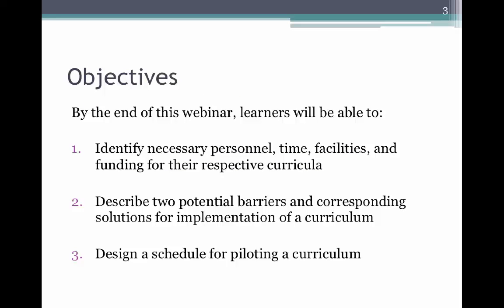The objectives of this session are as follows. By the end of this webinar, the learner will be able to: 1. Identify necessary personnel, time, facilities, and funding for their respective curriculum. 2. Describe 2 potential barriers and corresponding solutions for implementation of their curriculum. And 3. Design a schedule for piloting their curriculum.